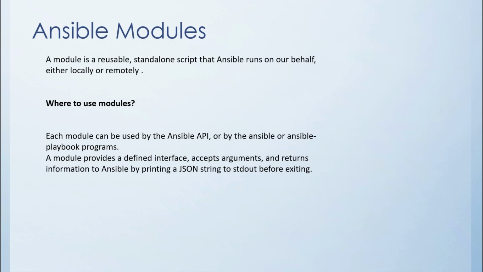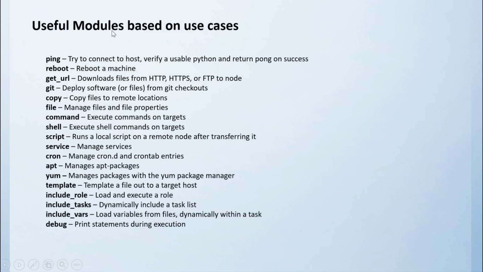Let's move on to the practical part, where I will explain the useful modules based on our use cases. These are some of the basic and most important Ansible modules which I use day to day, and you will also require them. First module is ping. The ping module tries to connect to the host, verifies that a usable Python exists, and returns pong on success. If it returns pong, it means a connection is established between those two hosts.